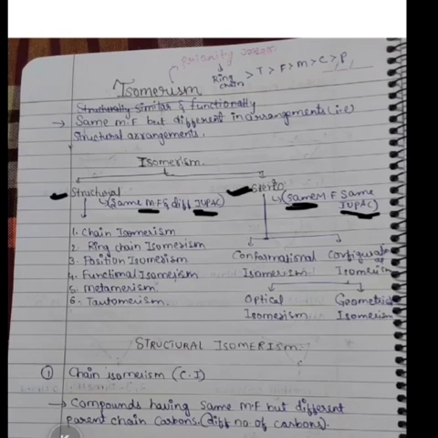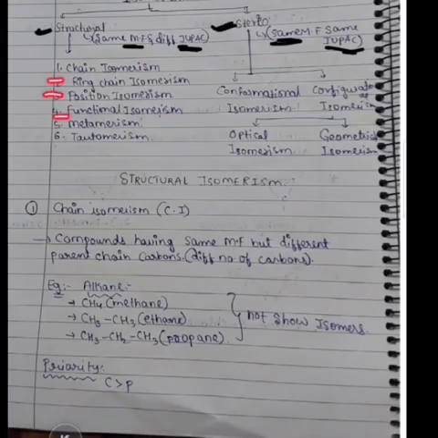Now, the classification under structural isomerism is chain isomerism, ring chain isomerism, position, functional, metamerism and tautomerism. The classification under stereoisomerism is conformational and also configurational isomerism. In configurational isomerism, we have optical as well as geometrical isomerism. In this particular video, we are going to discuss structural isomerism: chain, position, functional, metamerism and tautomerism.